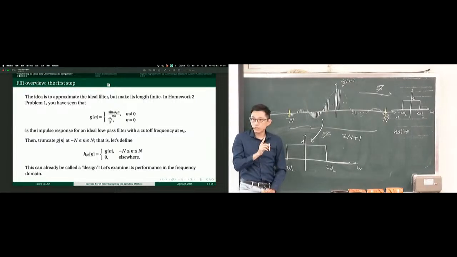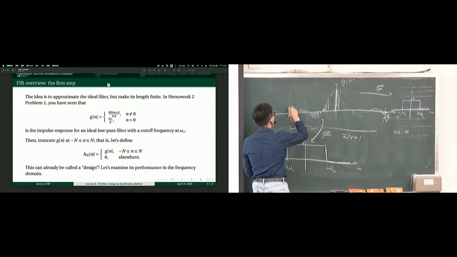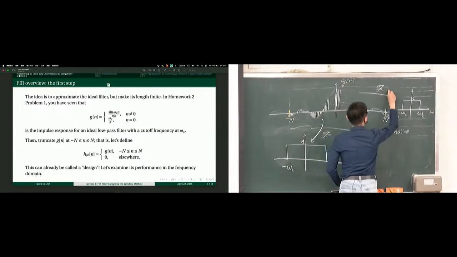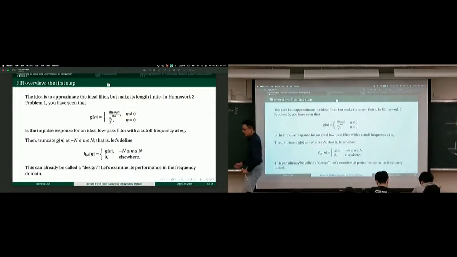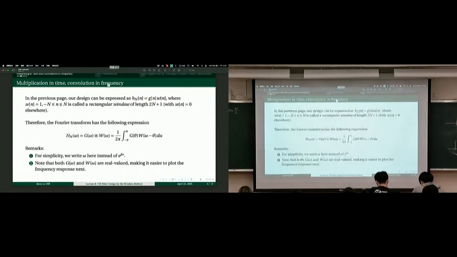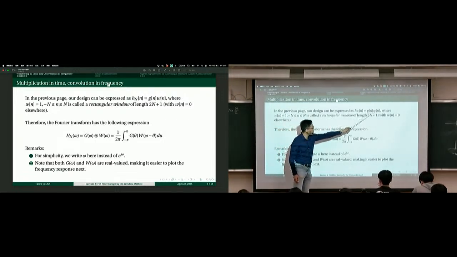So the number one concept we need to notice is that by truncation in time, equivalently, we are multiplying the ideal response with a rectangular window. What is that? We'll explain in the next slide. It's actually multiplication in the time domain. So in the next slide, I argue that truncation can actually be thought of as multiplying the ideal response with a window function.